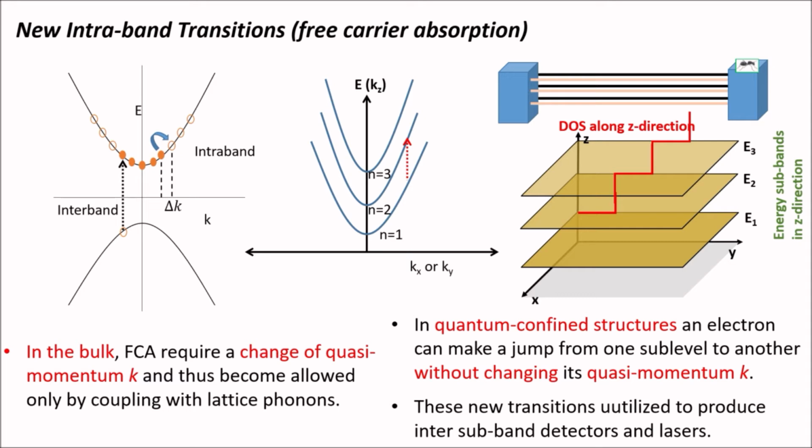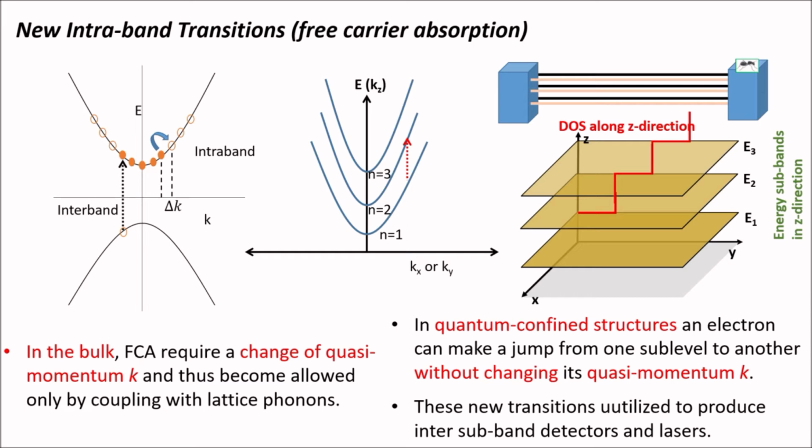As the energy level separation between the subbands is usually smaller, these new transitions happen in the infrared region and have been utilized to produce inter-subband detectors and lasers such as quantum cascade lasers. Keep in mind that these inter-subband or intraband transitions still require the presence of carriers in the conduction band or in the valence band. The absorption coefficient for an intraband transition increases rapidly with decreasing width of the quantum well.